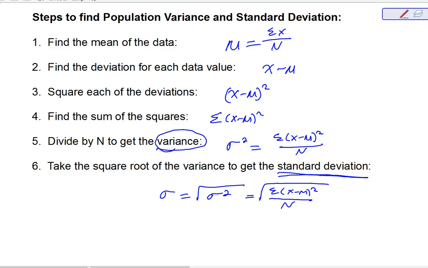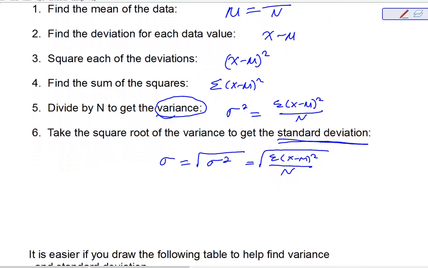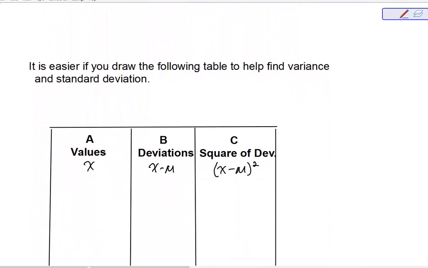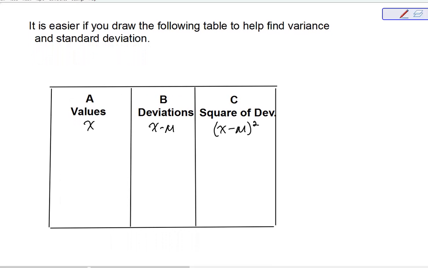Now, these 6 steps seem a little bit daunting. It is actually much easier if you follow this table right here, if you set it up into these 3 columns. The first column is putting all your values in this first column. So if we have a data set that has the numbers 1, 2, 3, we will put the numbers 1, 2, and 3 here.